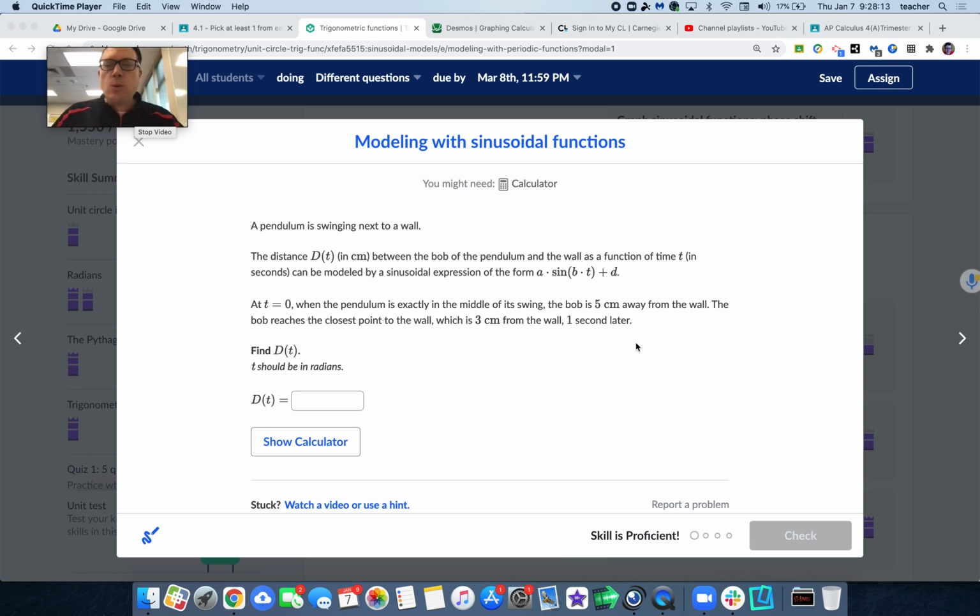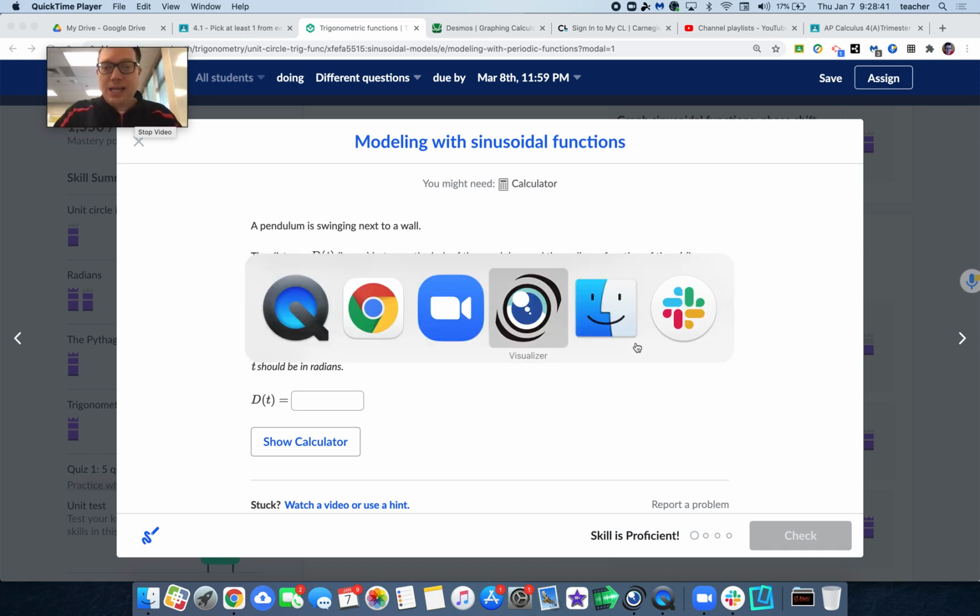A is amplitude, B is frequency, and D is midline. At time t equals 0, when the pendulum is exactly in the middle of its swing, the bob is 5 centimeters away from the wall. So (0, 5). The bob reaches the closest point to the wall, which is 3 centimeters, 1 second later. So (1, 3). Exactly in the middle and closest.